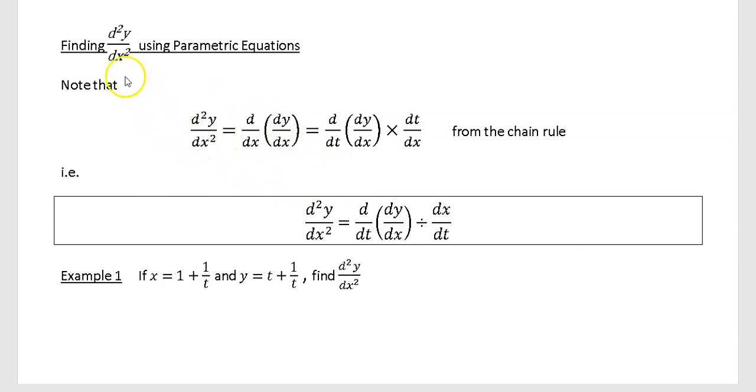So to do it, basically what you want to do is differentiate your dy by dx with respect to t, and then multiply by dt by dx. And if you've set your work out well, you will already have dt by dx in your working out.